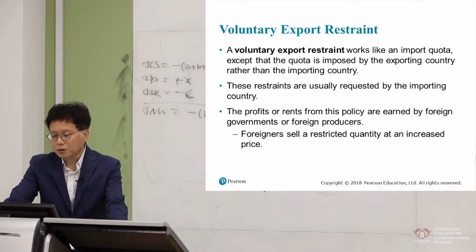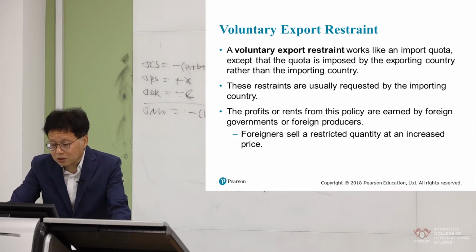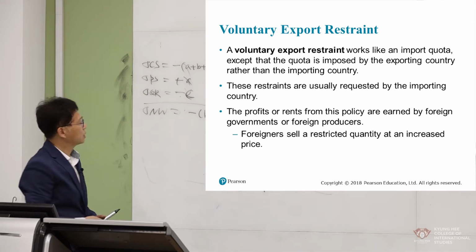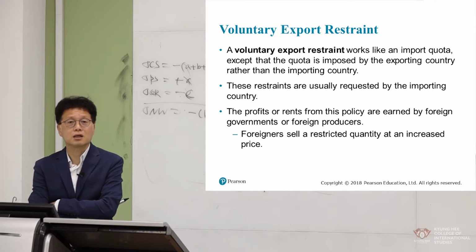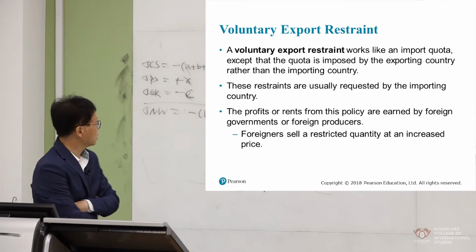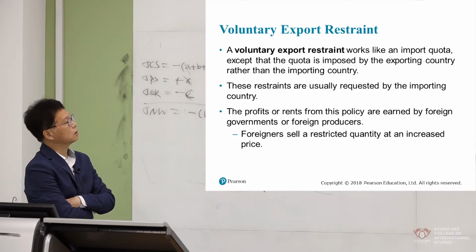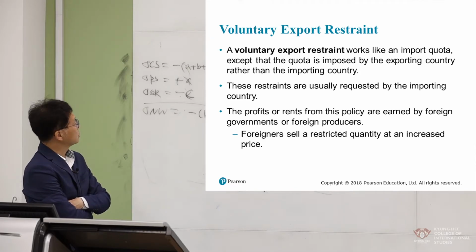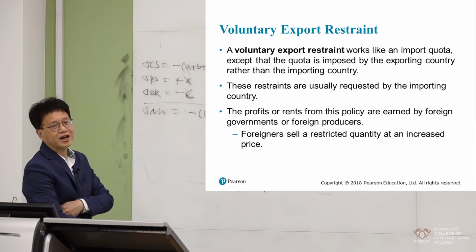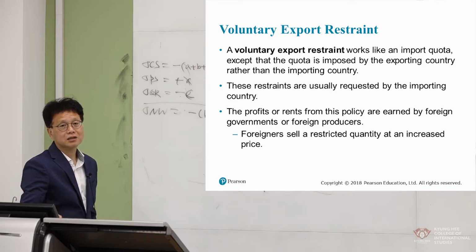VER, voluntary export restraint. A voluntary export restraint works like an import quota, the same as a quota, except for one point: the quota is imposed by the exporting country rather than the importing country. Okay? So in the 1970s and 80s, the United States introduced VER in the iron and steel industry. Actually, based on the ruling of the GATT system at that time, an import quota is a violation of some GATT rules.